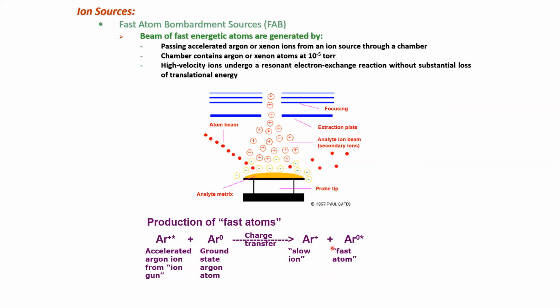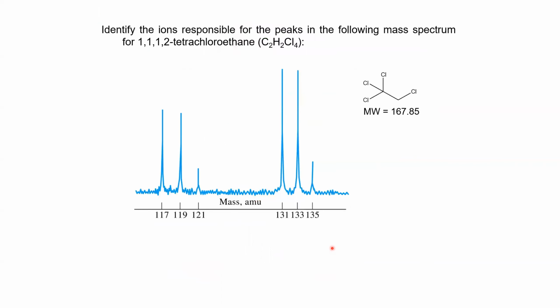So this accelerated argon ion from the ion gun. We have a ground state argon atom, and then we have charge transfer to a slow ion and a fast ion, or fast atom, sorry.